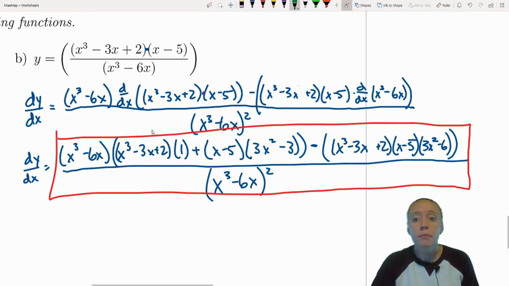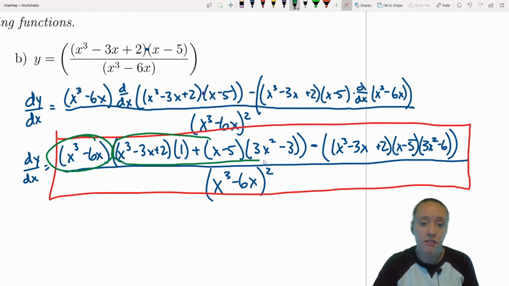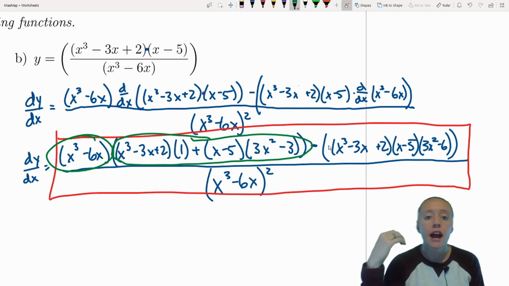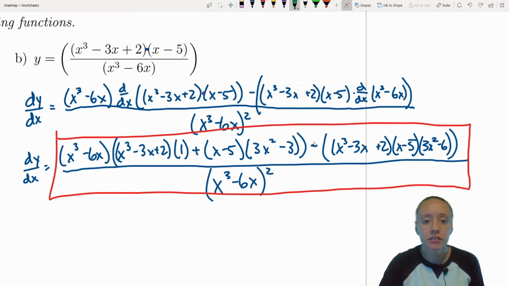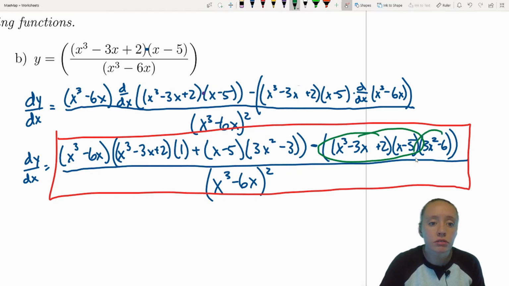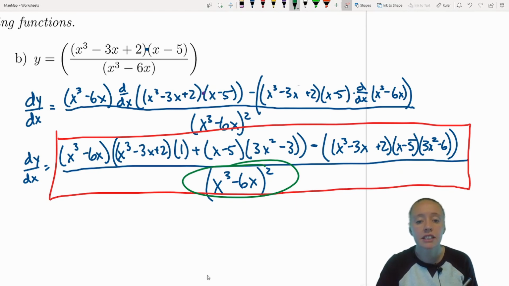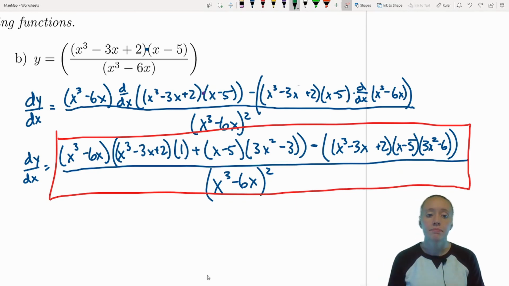So walking through it one more time, my lower function times the derivative of my numerator, which was calculated using the product rule, and then I'm subtracting my numerator function times the derivative of my denominator, and that's all over my denominator squared, x cubed minus 6x squared. And with that, we wrap up the worksheet on the product and quotient rule for differentiation.